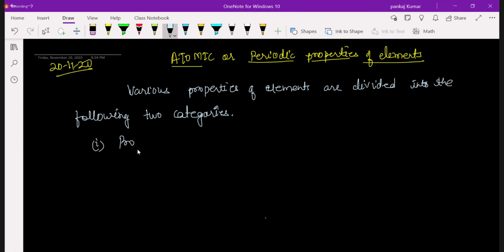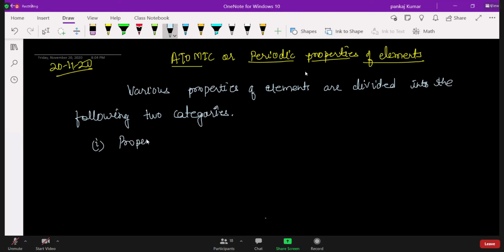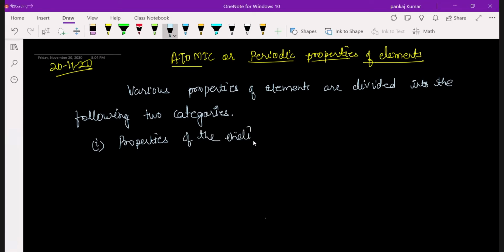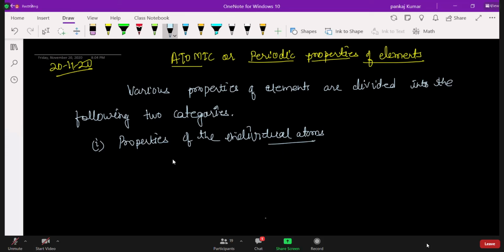Various properties of the elements are divided into the following 2 categories. One is the properties of the individual atoms. Under this we can see the properties of the atoms. We'll study the individual atoms, with properties like valency.